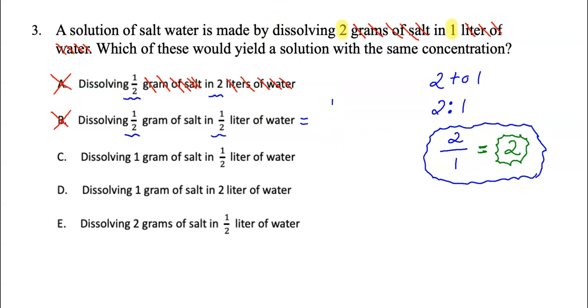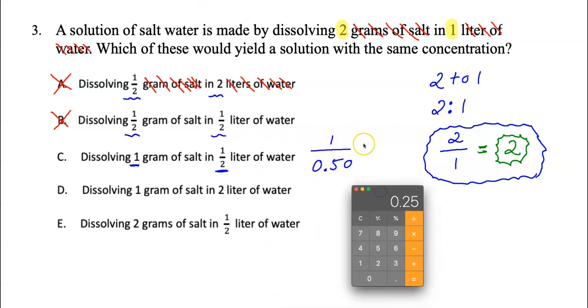Let's look at C. We are now comparing 1 with 1/2. So I'll put the 1 on the top, divided by 1/2. We've already established that 1/2 is the same as 0.50 or 50 cents. So I'm going to put, instead of 1/2, I'll put 0.50. I will divide this on the calculator. If I can bring it up. There it is. Let's divide this.